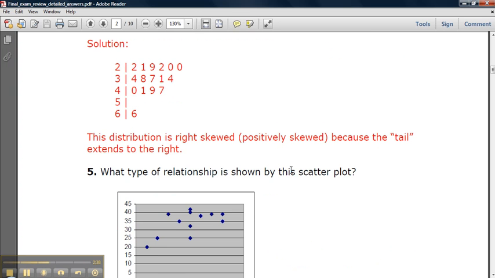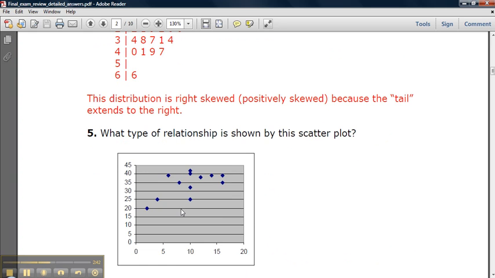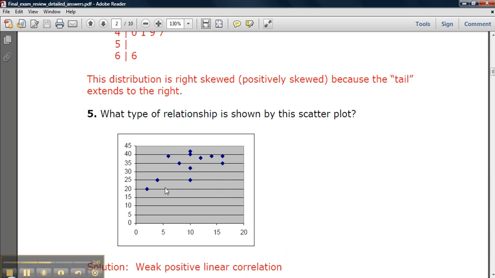The next one, what type of relationship is shown by this scatter plot? Here, notice your scatter plot, the dots are going up to the right here. So since they're going up to the right, it doesn't look very consistent, but there is a positive relationship, a very weak positive linear relationship. It's very weak, but it is increasing.